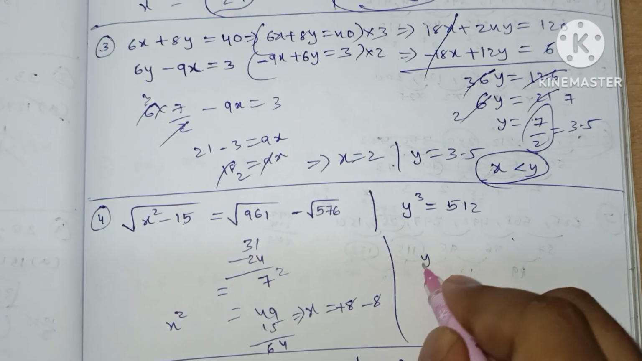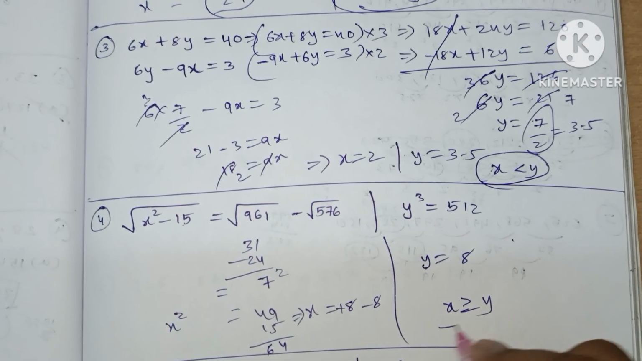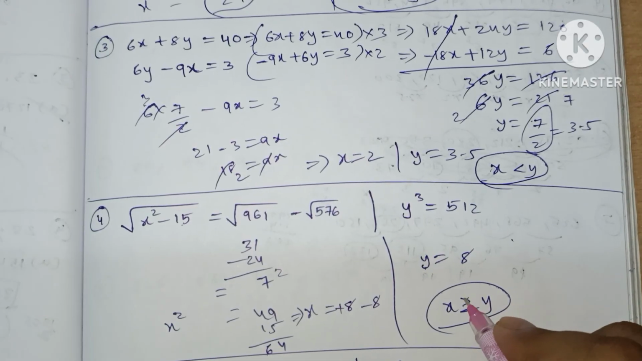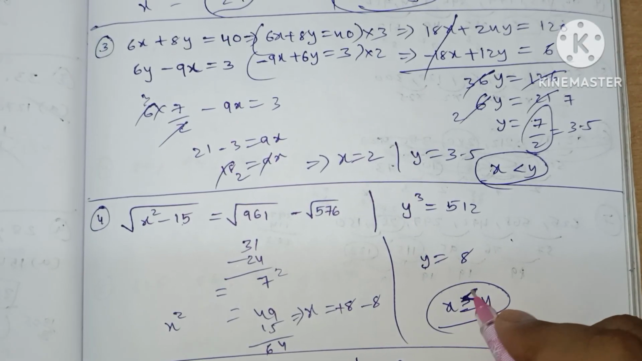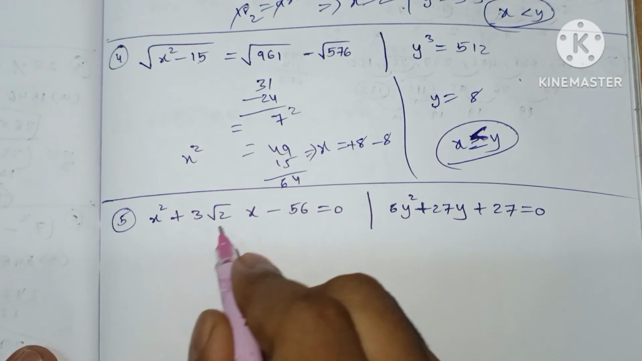Here, the y value will be 8. By comparing these two, it is clear that x is greater than or equals to y. Wait, x is less than or equals to y. Sorry.